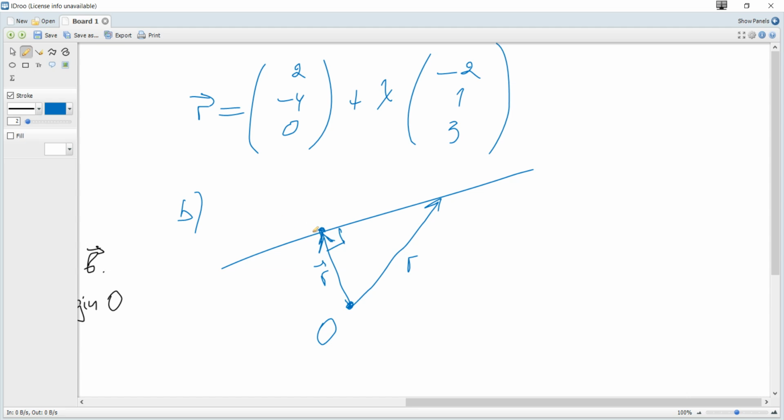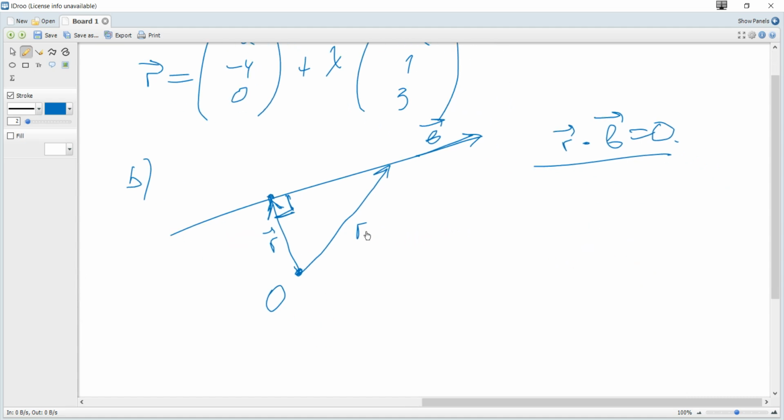hence the magnitude of this vector is the shortest, the minimum distance. But when this vector is perpendicular to the line, if we consider a vector B, the direction vector of the line, it's this vector. Since R and B are perpendicular, their dot product is equal to 0. And if we consider the dot product, we can find the parameter lambda for which vector R is perpendicular to the line. Then the magnitude of this vector gives us the required shortest distance.